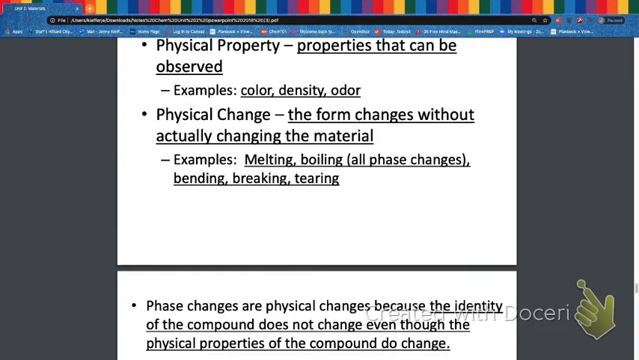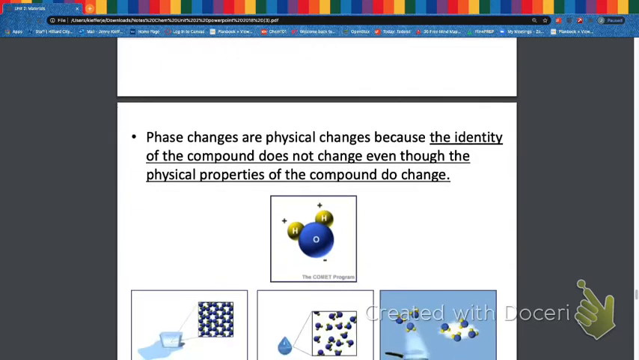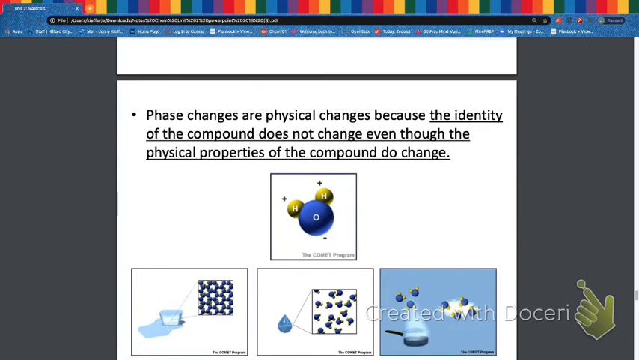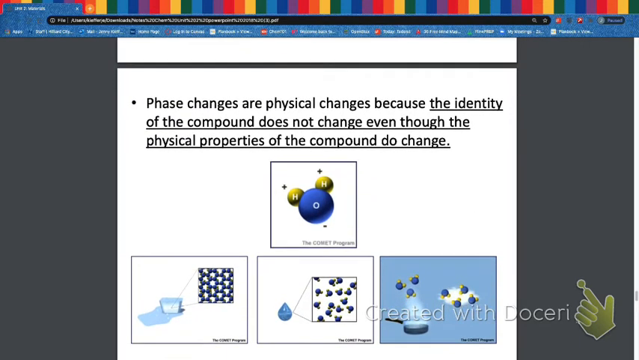And so this can be a little bit confusing for students because anytime we have a change of phase or a change of state, that is a physical change. All that's happening is our particles are getting closer together or farther apart. So on this slide, there is a picture of a water molecule here. And we all know the formula for water is H2O.